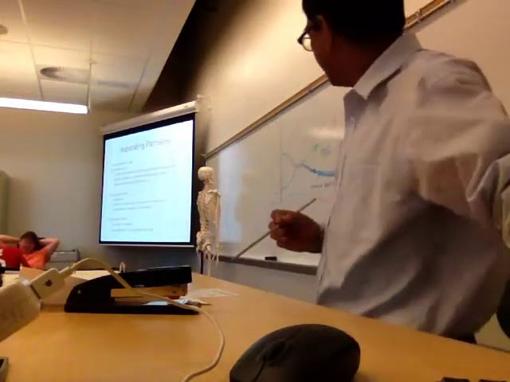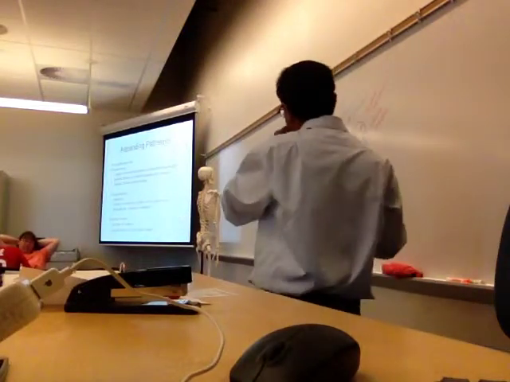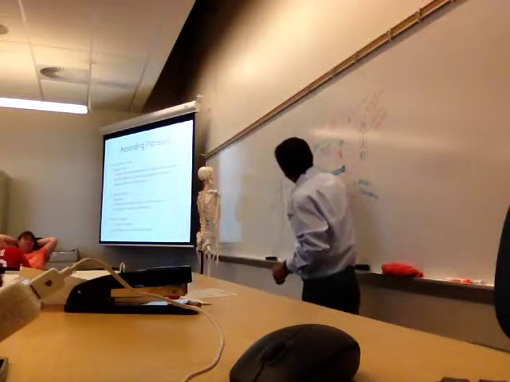So first order neurons are located where? First order neurons are here, because you know that this is the sensory.